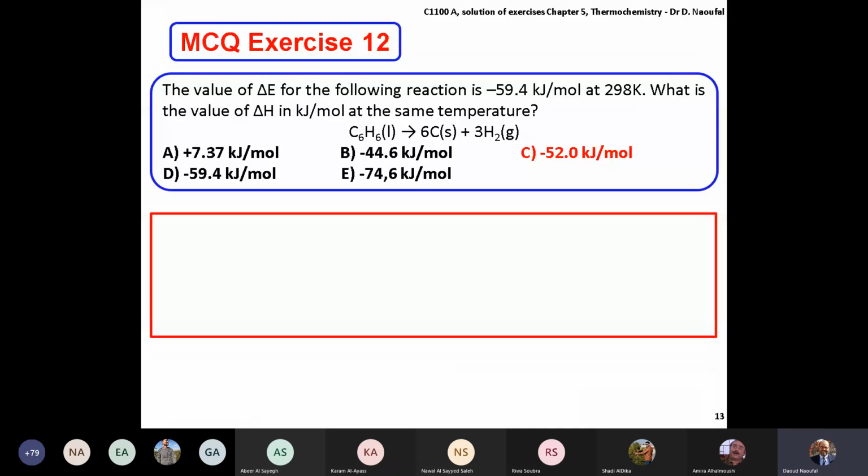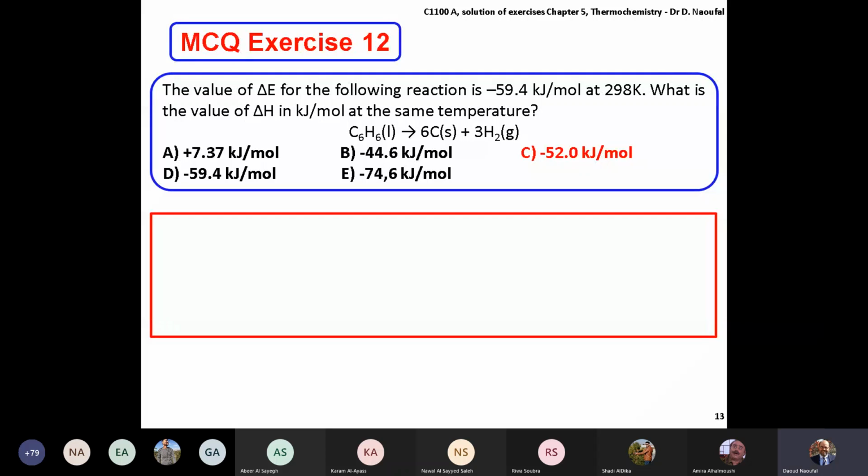Exercise 12. The value of delta E for the following reaction is minus 59.4 kilojoule per mole at temperature 298. What is the value of delta H at the same temperature?